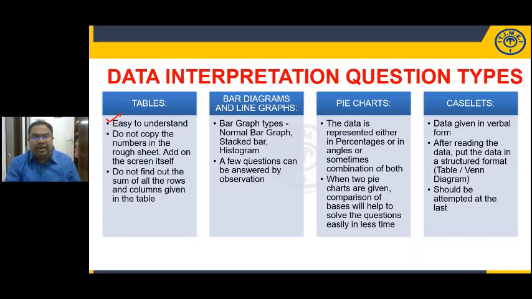Then you look at bar graph. We have a normal bar graph. Normal bar graph means this is your normal bar graph. There are 2-3 types of bar graphs. Then we have stacked bar graph. Stacked bar graph means it looks something like this. It is stacked one above the other.